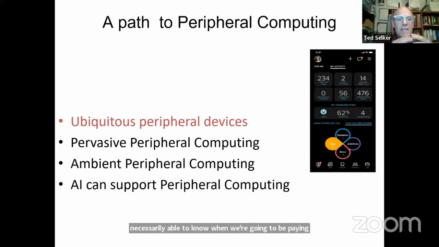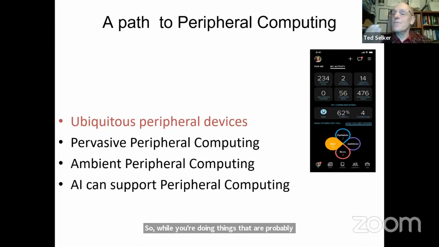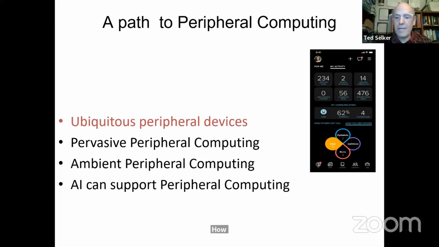So the talk is going to have these four parts. I'm going to talk about ubiquitous peripheral devices, pervasive, ambient, and I'm going to end with how AI can support peripheral computing. On the right, you see a picture of a screen from the AlfieCo app that I helped make. This particular page was our attempt to have a mirror. So while you're doing things that are probably advancing yourself in your career or whatever, it's giving you this way of seeing how well you're doing. So this is not what you're doing. It's how you look to yourself. Are you kind, or optimistic, ambitious, or brave, for example?